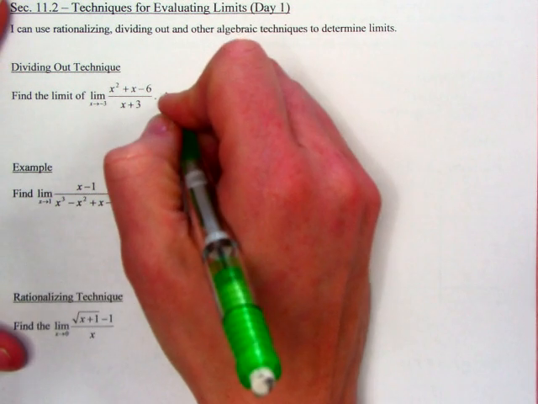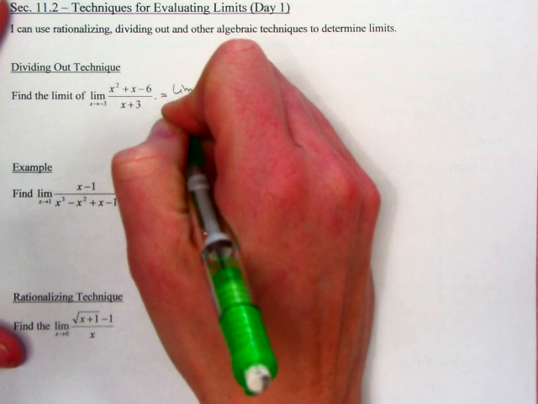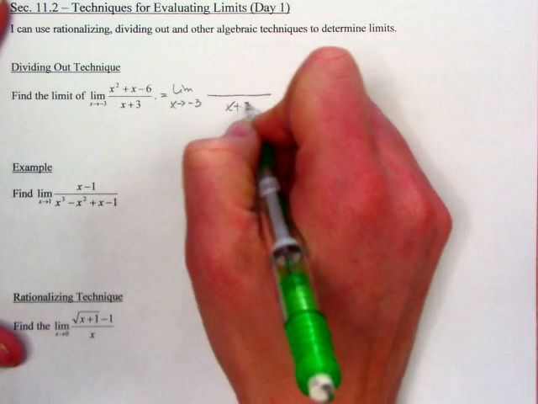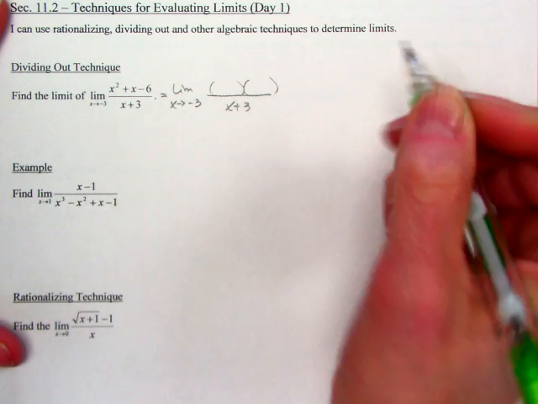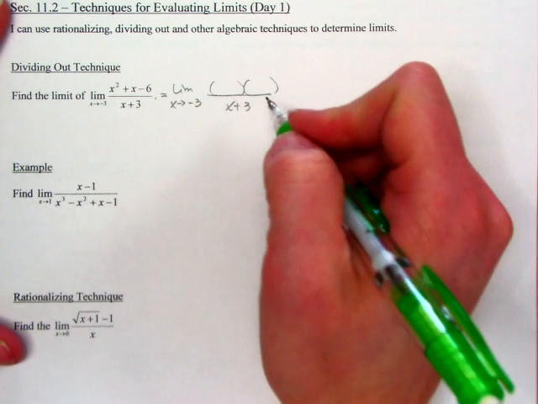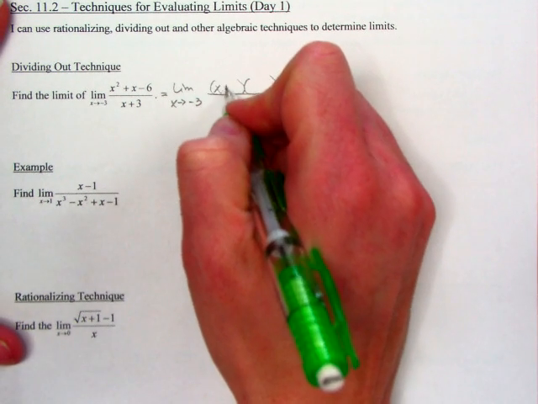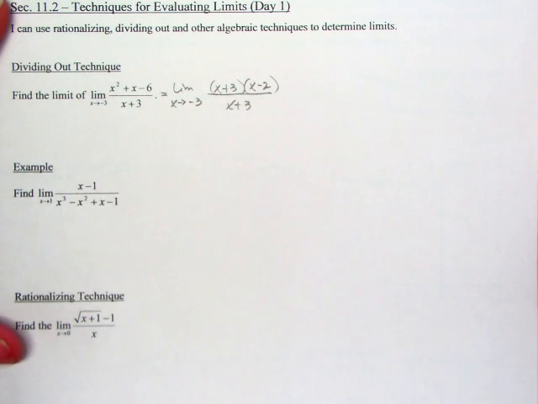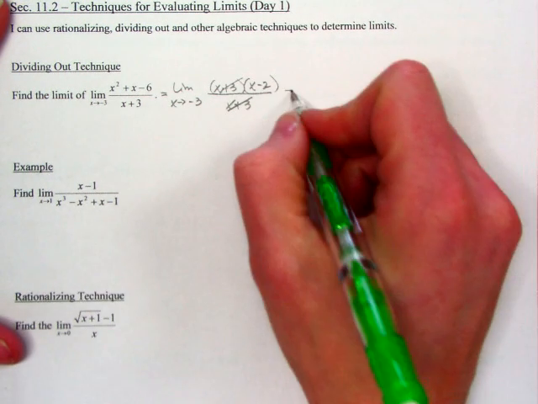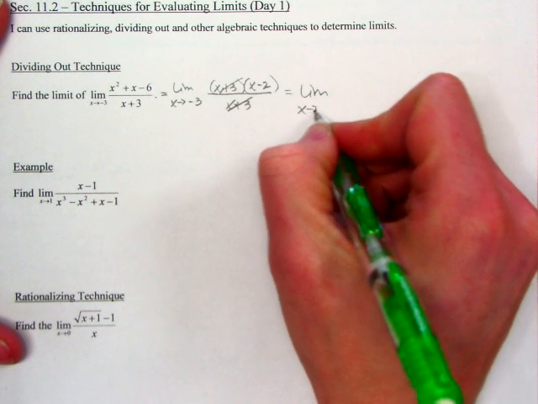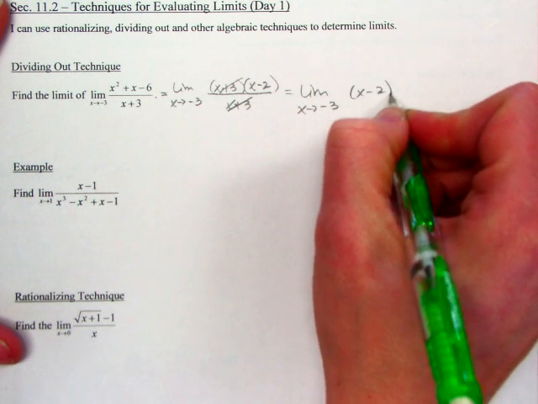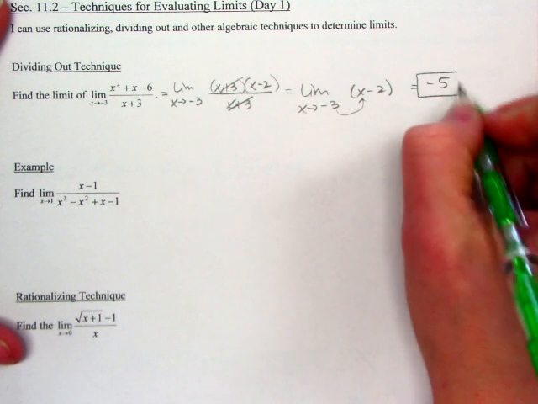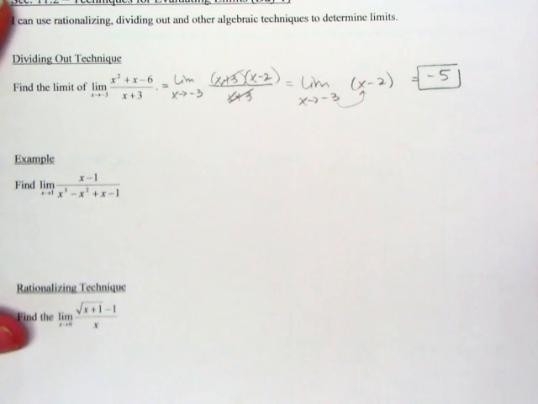So we need to come up with something else to use, and one of the techniques we can use is called dividing out. So we have the limit as x approaches -3, and we're going to factor the top, and we're going to see what could possibly cancel or change so that we could figure out this limit. So on top, I'm going to get x plus 3. On the bottom, or I'm sorry, the other parenthesis is going to be x minus 2. And now I can cancel these two. I'm left with the limit as x approaches -3 of x minus 2. Now I can plug in, and when I plug in -3 minus 2, I get -5 for the limit.